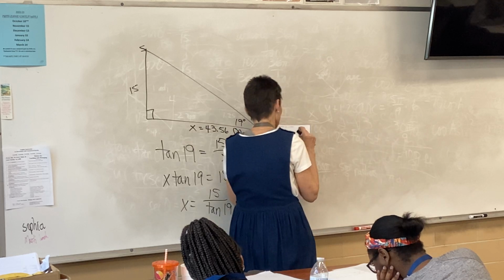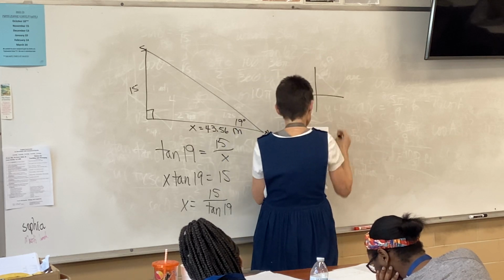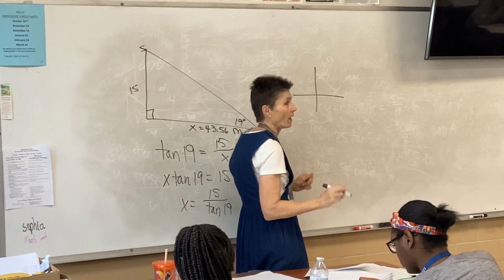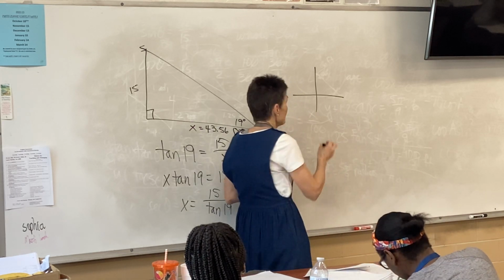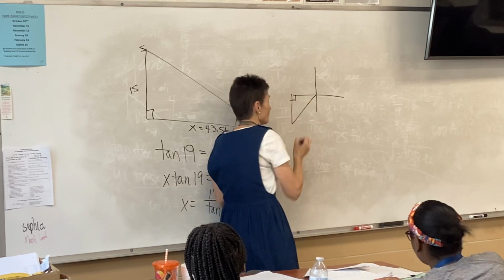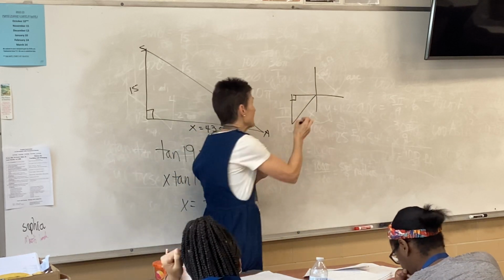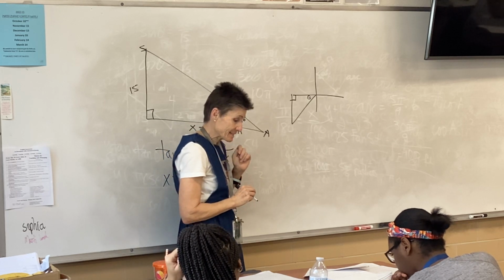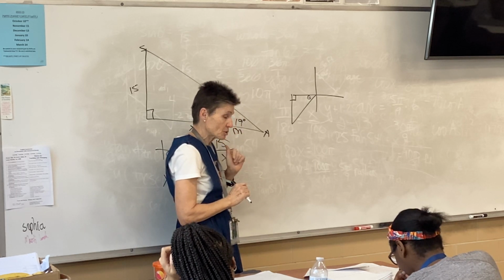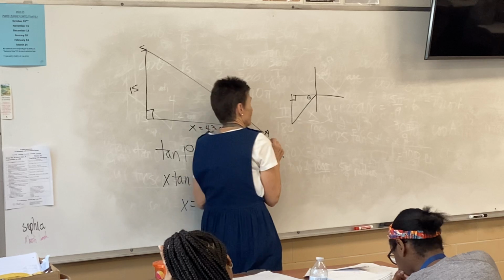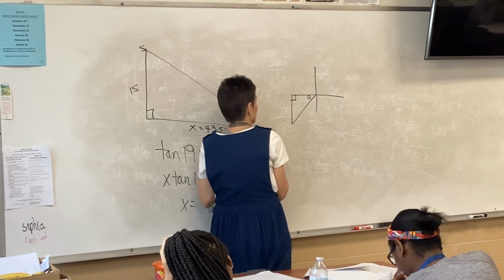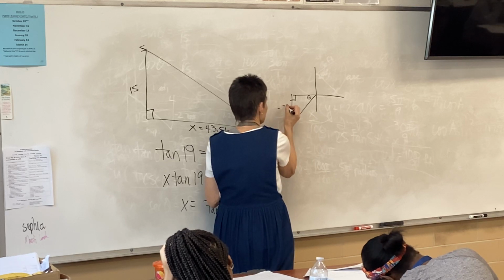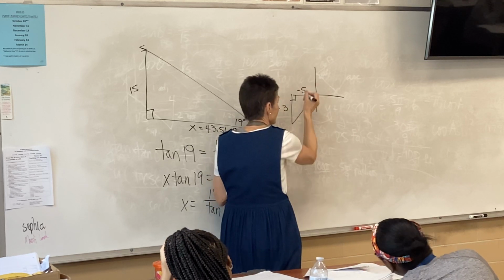Find the value of the other functions if the tangent of Q is 3/5 and Q is in quadrant 3. So I'm going to draw my triangle in quadrant 3. Here's Q, and its tangent is 3/5. What does that mean? If the tangent's 3/5, opposite is -3 and adjacent is -5.